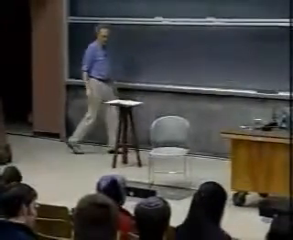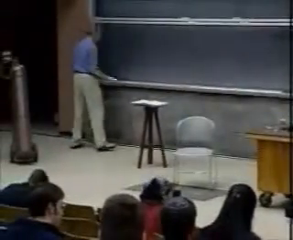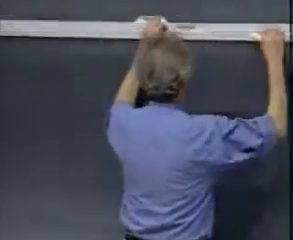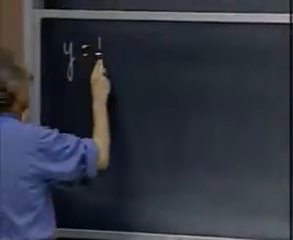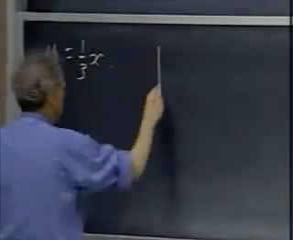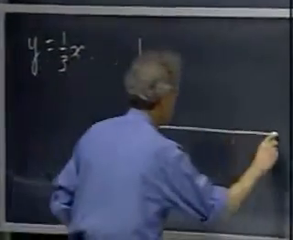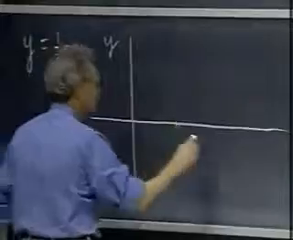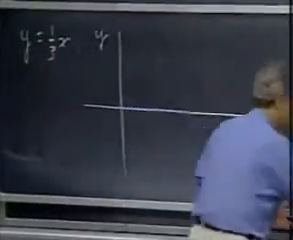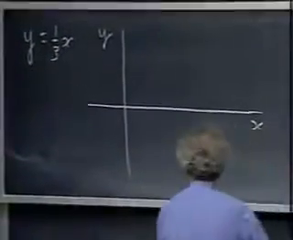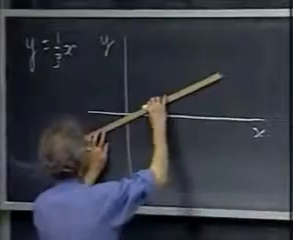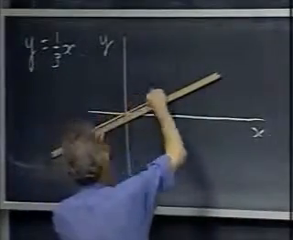We'll start with a very down-to-earth equation. y equals 1/3 x. And I'm going to plot that for you. So here is y, and here is x. And that's a straight line through the origin. y equals 1/3 x.